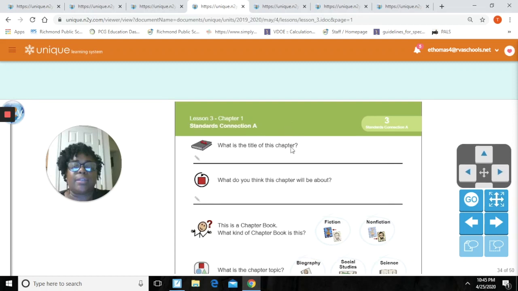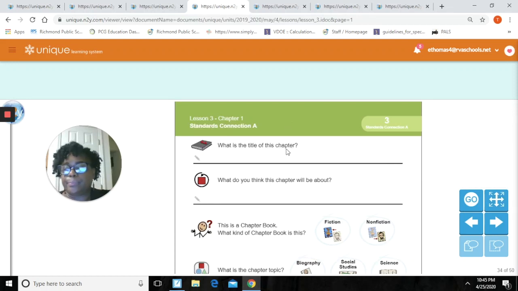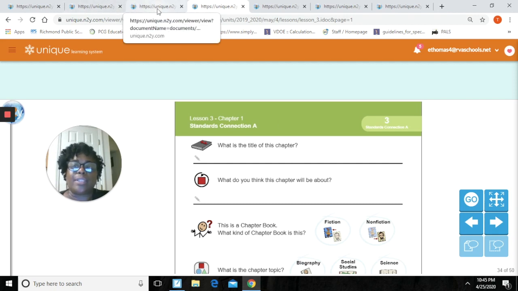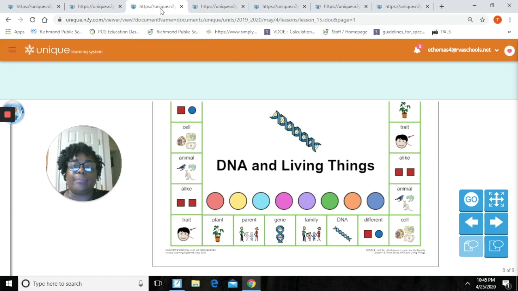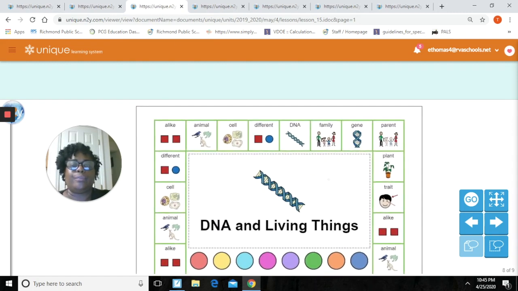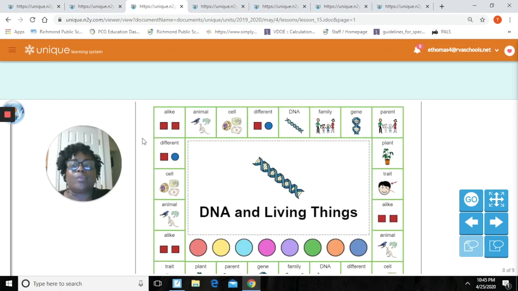And it says here, what is the title of this chapter? Okay. Before we write our title in, let's go over some vocabulary words that we're going to see in our story, okay? So before we fill in that one, let's go here. I'm going to say some words that you're going to see in the chapter, and I want you to repeat the words after me.